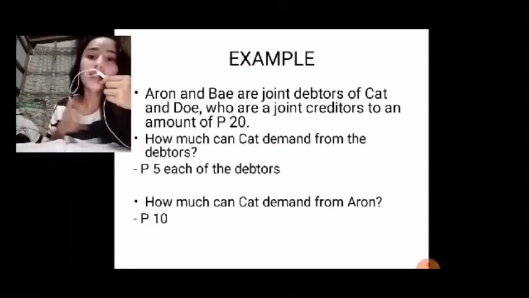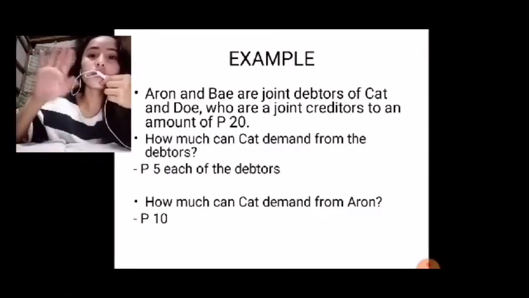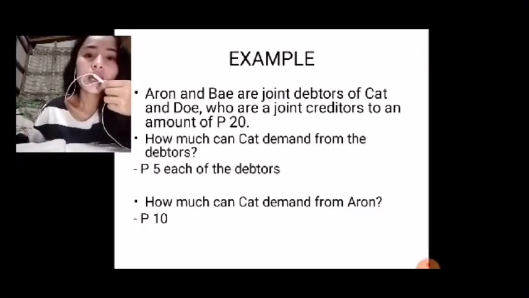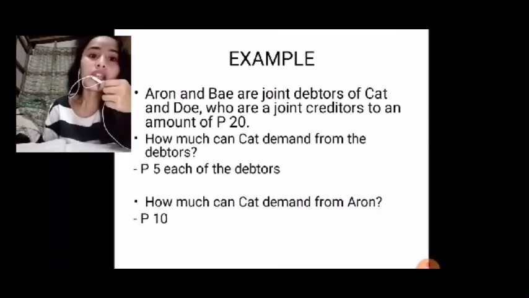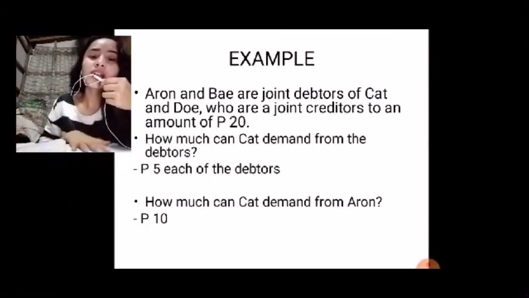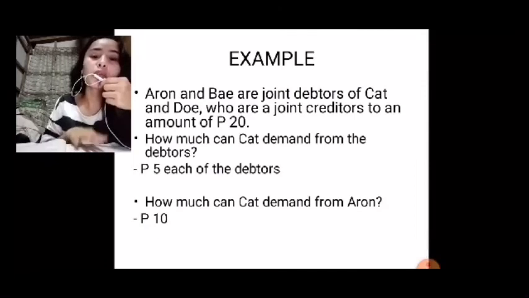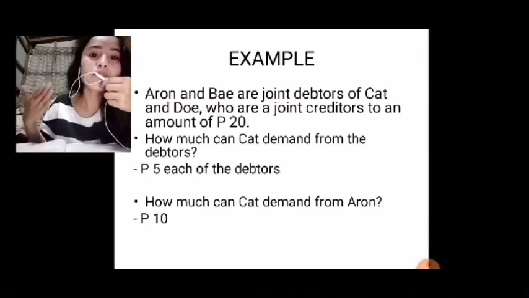So kay kani si Cat man, ang iyalang proportion is 10 pesos. So ang makuha niya sa duha ka debtor, sa 10 lang, i-divide na nimo siya sa duha ka debtor, which is si Aaron and Bay. So tag 5 sila. 5 each of the debtors. So the second question is, how much can Cat demand from Aaron? So pila di ang makuha ni Cat kang Aaron, no? So kay pareha man sila nga si Cat proportion part na makollect is 10 pesos, and Aaron also has a proportion part nga 10 pesos to pay. So all in all, na siya'y 10 pesos nga makuha from Aaron.